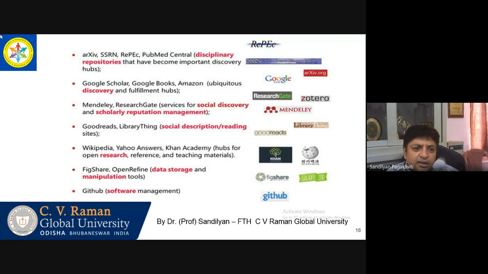So SSRN, RePEc or PubMed, these are all disciplinary repositories which have a lot of information. Google Scholar, Google Books, Amazon, it does allow you to browse through and read certain books. It allows you to read some pages. Mendeley, ResearchGate, these are all for research mostly. Wikipedia, I have already talked about. Khan Academy is a learning platform where you can share knowledge as well as learn. So these are a little bit more authentic sources of information.